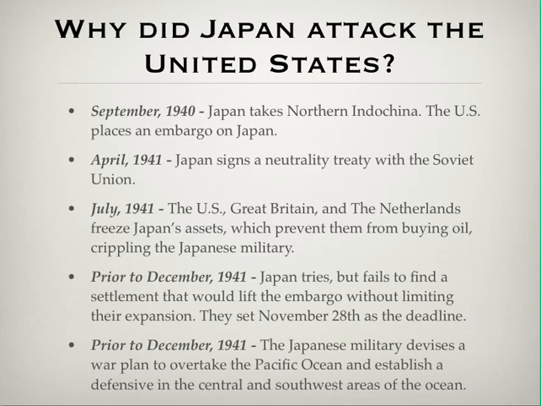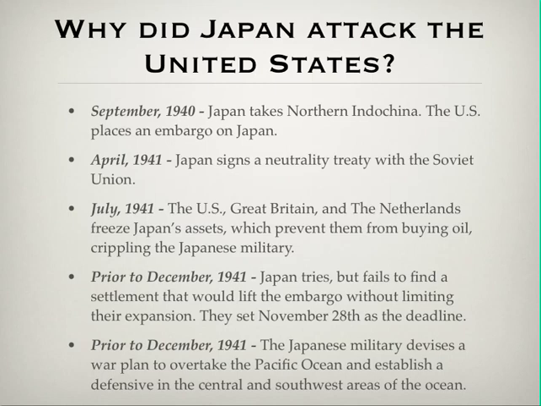And then in April of 1941, Japan signed a neutrality treaty with the Soviet Union, and this was because now that they had part of Southeast Asia as well as part of China, they didn't want any risk of the Soviet Union turning on them and then having someone at their backs attacking their territory. So they signed this neutrality treaty with the Soviet Union.